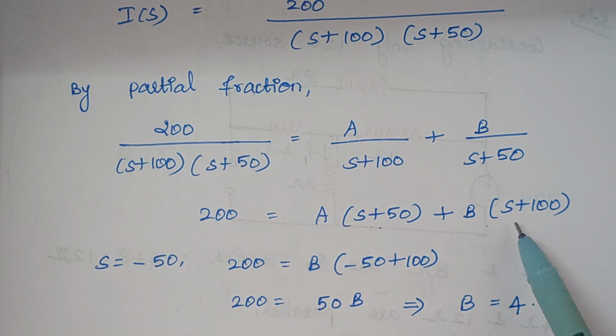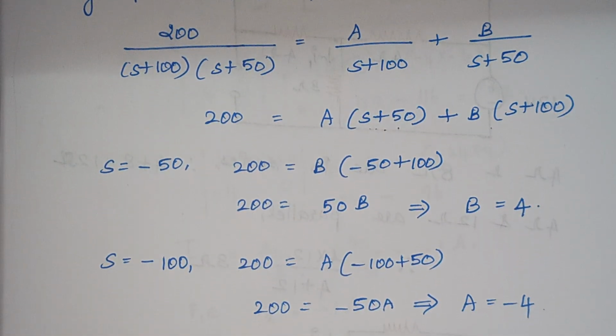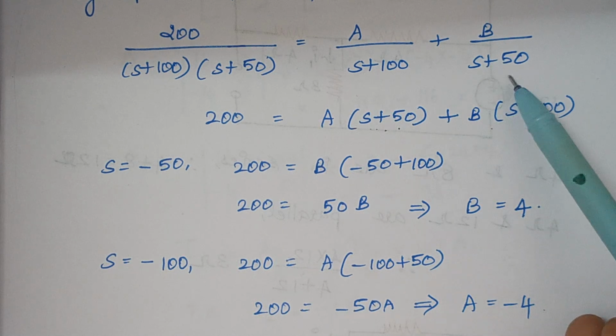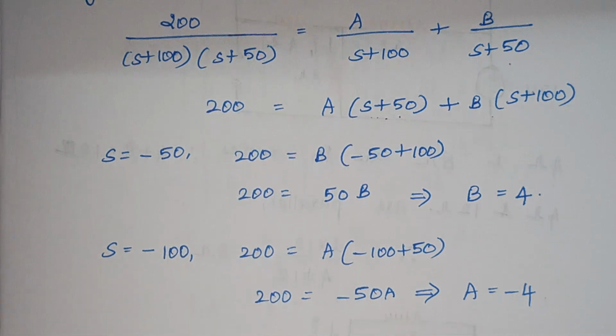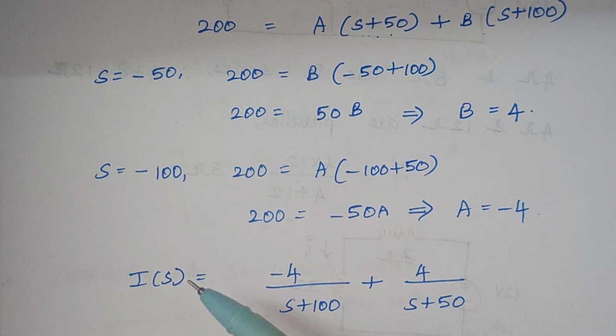And the next thing is we have to substitute the value of s as minus 100. So that B becomes 0, we can calculate A. So just substitute the values and finally the value of A is minus 4. Right. Now substitute the values of A and B in this expression. So when you substitute, you see this is our expression. So what we actually need, we want transient current, that is I of t. But here we are having I of s, therefore take inverse Laplace transform.